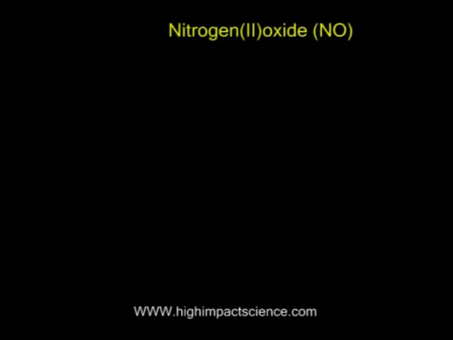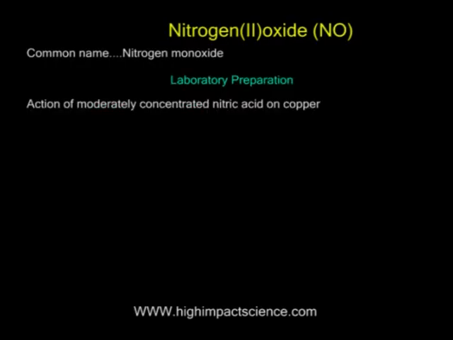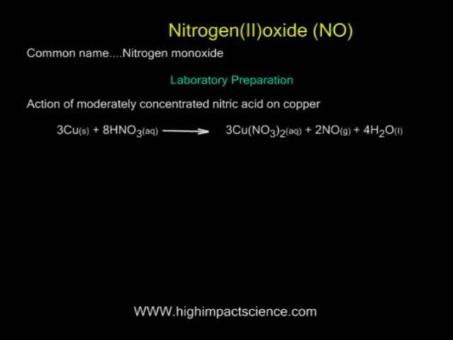Next, nitrogen 2 oxide. Nitrogen 2 oxide is also called nitrogen monoxide or nitric oxide. It is usually prepared by the action of moderately concentrated nitric acid on copper turnings. Effervescence is observed as nitric acid reacts with the copper turnings, forming nitrogen 2 oxide.